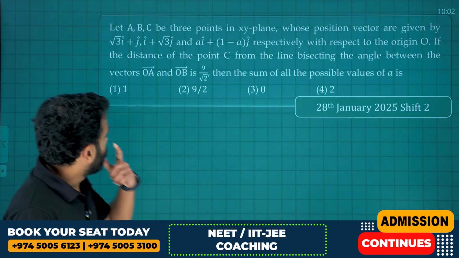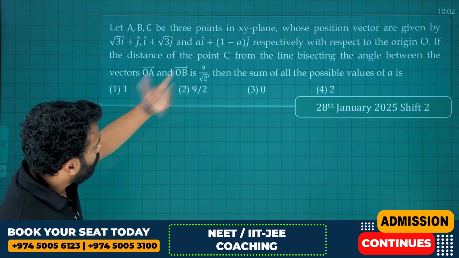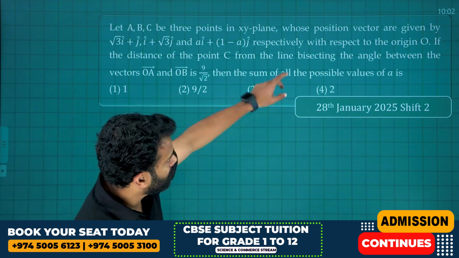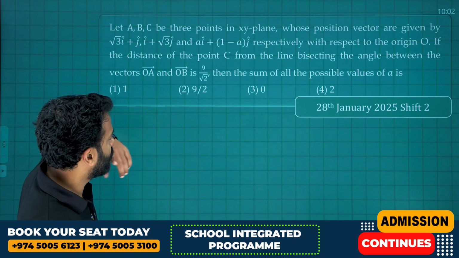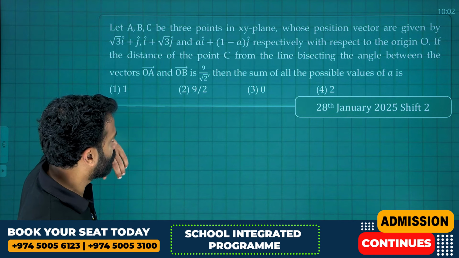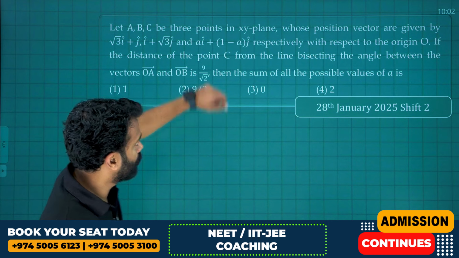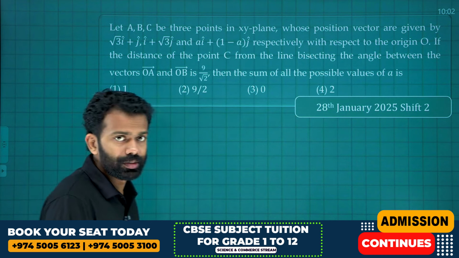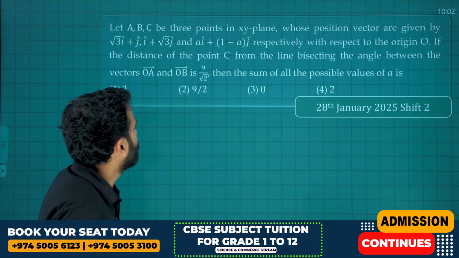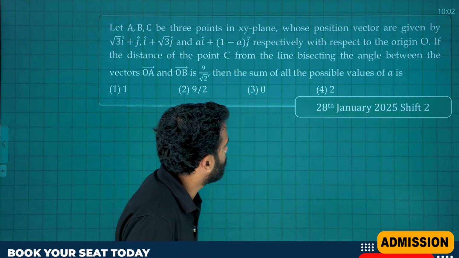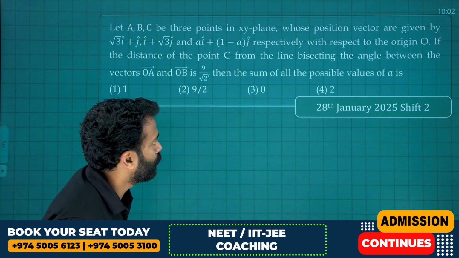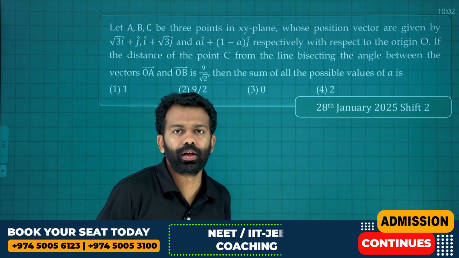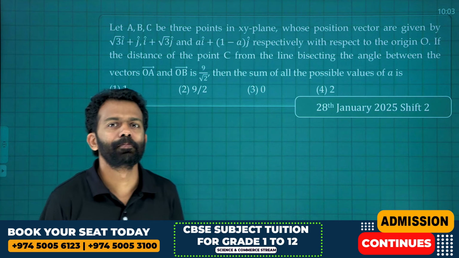The very next question. A, B, C are 3 points in xy plane whose position vectors are given by root 3 i plus j, i plus root 3 j, and vector a i plus (1 minus a) j respectively with respect to the origin. If the distance of the point C from the line bisecting the angle between vector OA and vector OB is 9 by root 2, then you need to find the sum of all possible values of a. So, how are you going to do this?